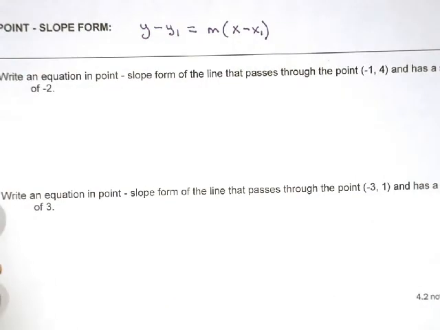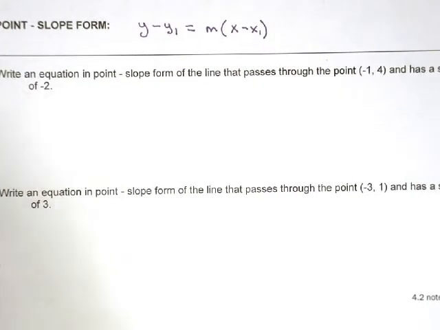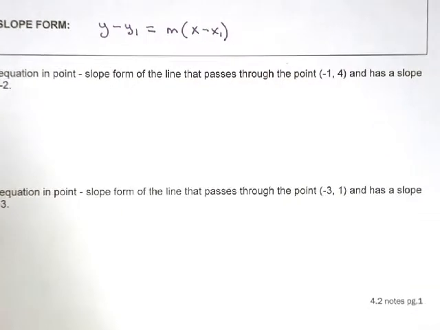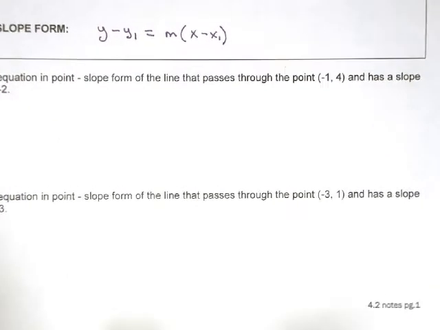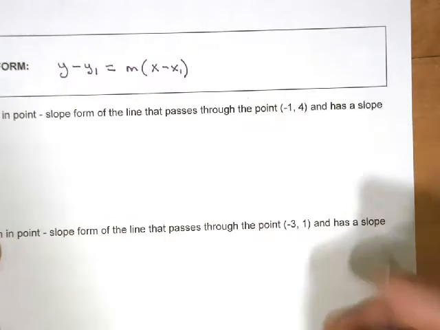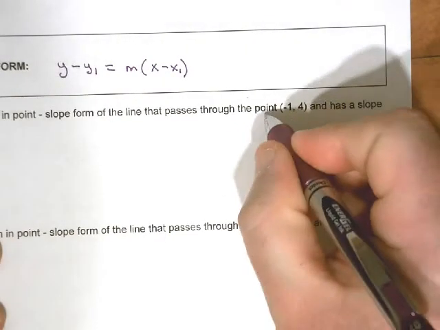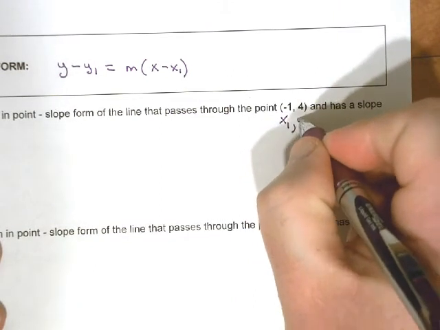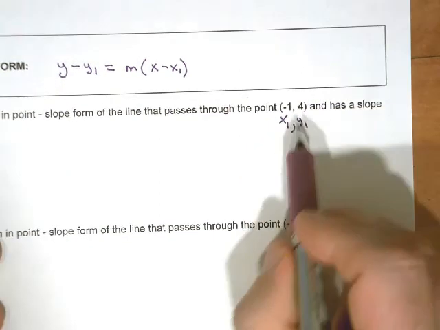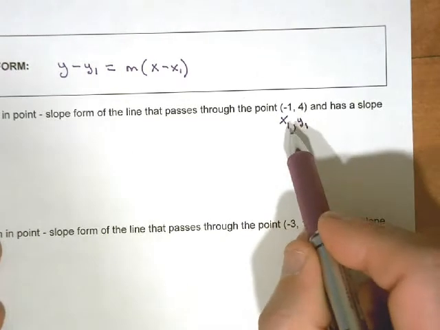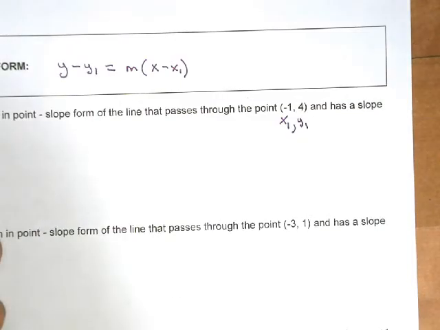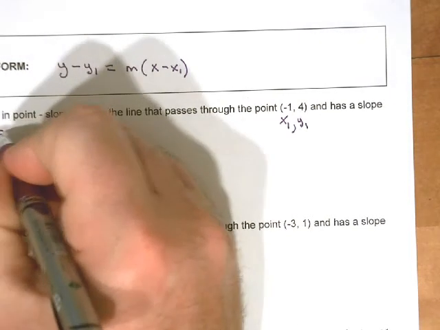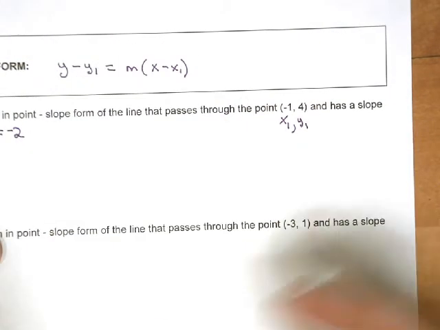So first the question says, write an equation in the point-slope form of the line that passes through (-1, 4) and has a slope of -2. Now, this is really nice because this is giving us our point. So we have x1, comma, y1. That is the one point we have, which is very important when we go and substitute this in just a moment. And then we have our slope. Our slope, remember, is our m, so our m is -2.